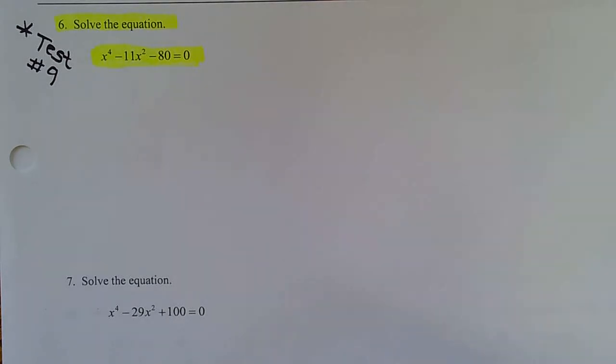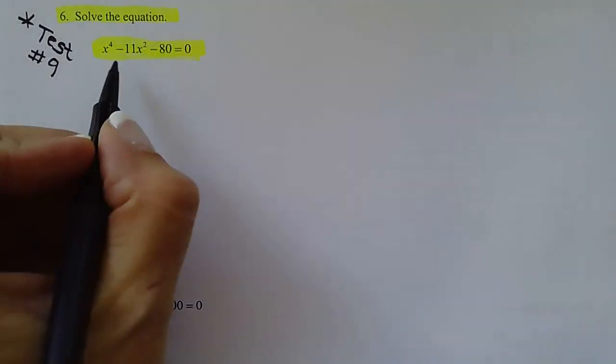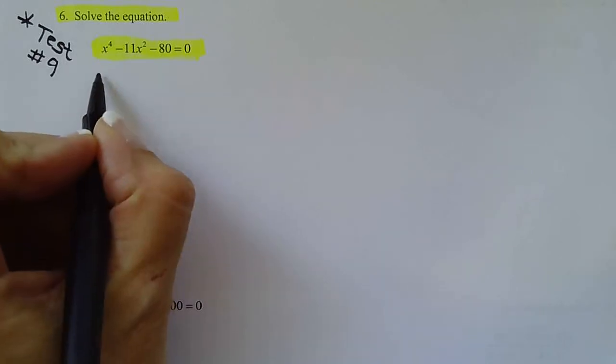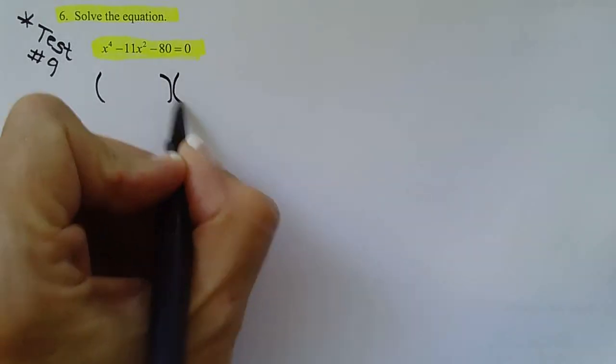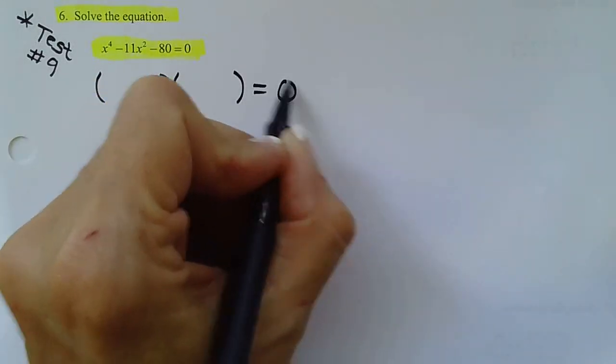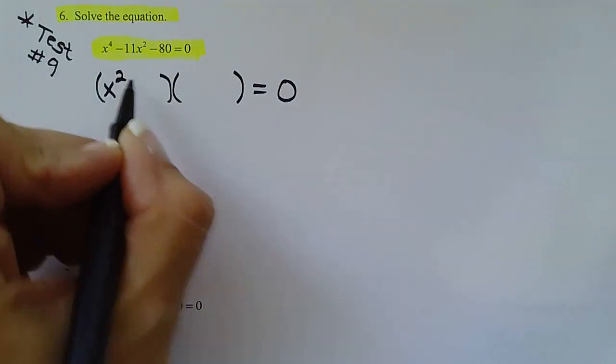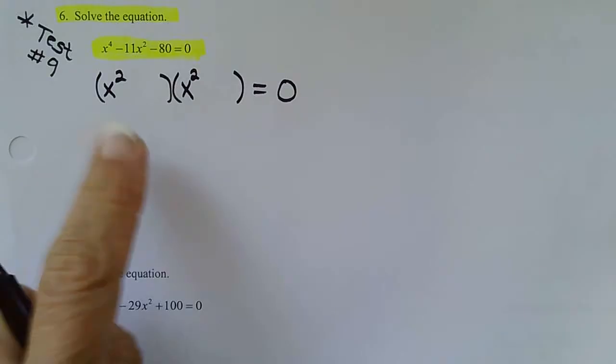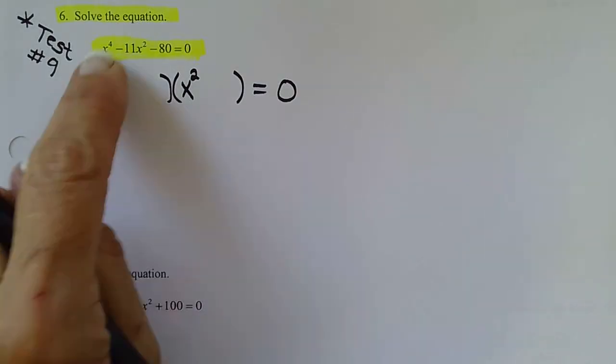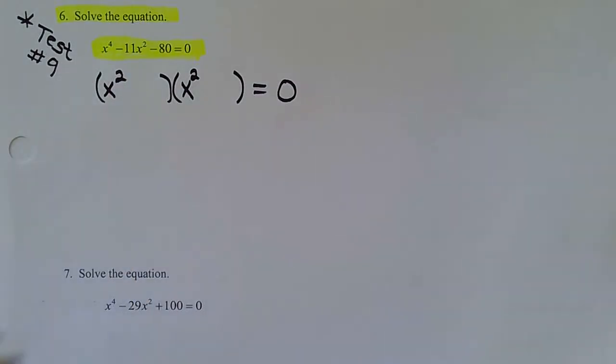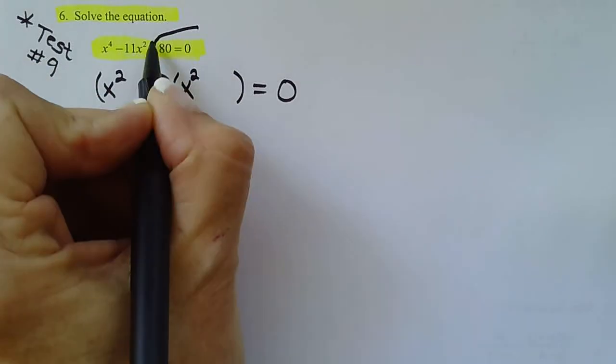So we have x to the 4th minus 11x squared minus 80. Again, same thing. This times 2, that means we can factor it. So we have x squared and x squared. That's really the only difference we learned in chapter 4. Instead of x and x, to get x to the fourth, we need x squared, x squared. Everything else is the same.